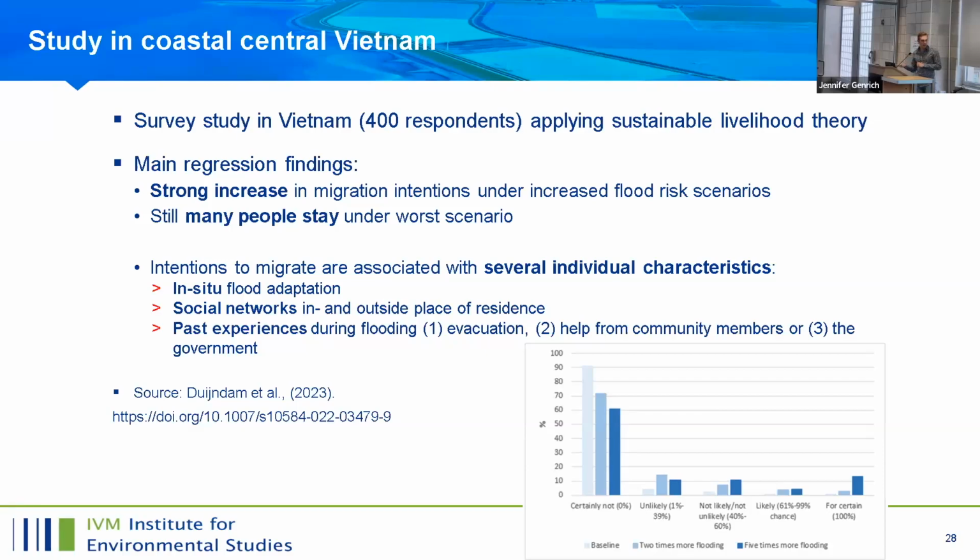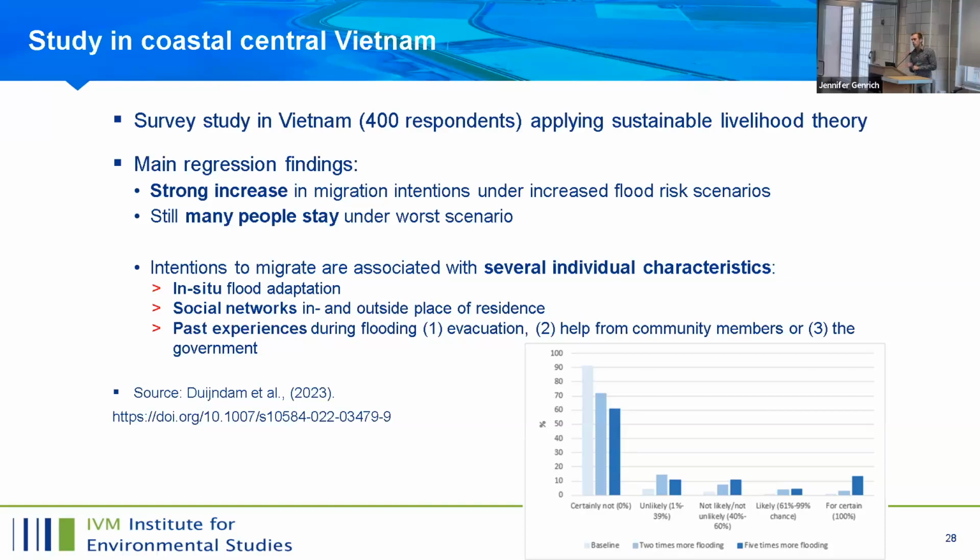So in this figure, right at the bottom, you can see that now more than 90% of people say, okay, I'm definitely not going to migrate in the coming 5 years. But under the 5 times more flood scenario, this is only 60%. On the other hand, 60% of people are still certain to stay when extreme flooding will occur 5 times more frequently.